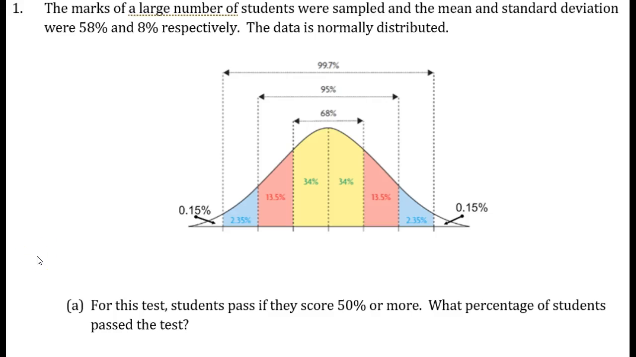Alright, we're going to take the opportunity now to go over some of the homework questions that were assigned yesterday for Worksheet 4 in the Statistics unit. First question, the marks of a large number of students were sampled and the mean and standard deviation were 58% and 8% respectively. The data is normally distributed.